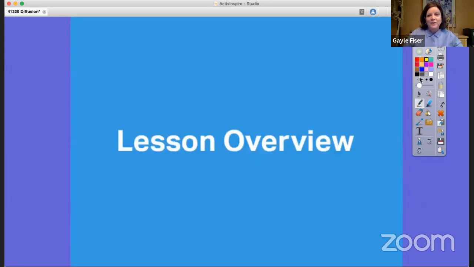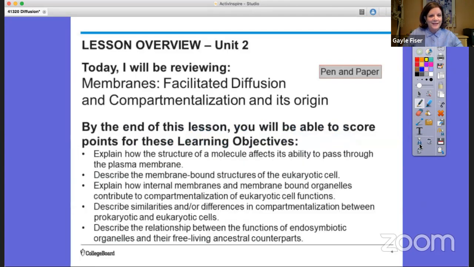For an overview of our lesson today, we'll be talking about facilitated diffusion and compartmentalization and its origin. And by the end of this lesson, you should be able to score points for these learning objectives. Go ahead and grab pen and paper if you haven't already.